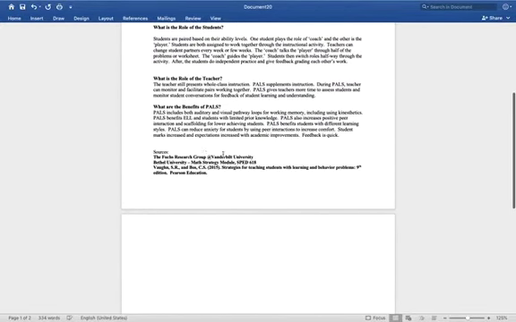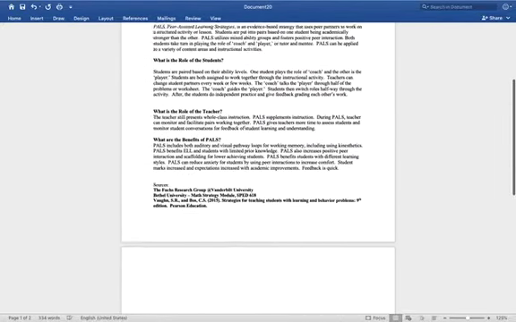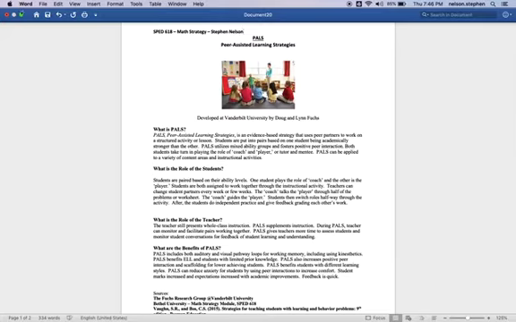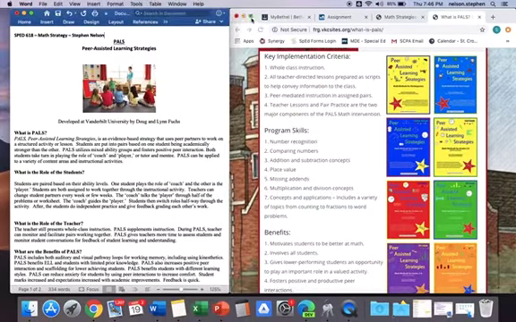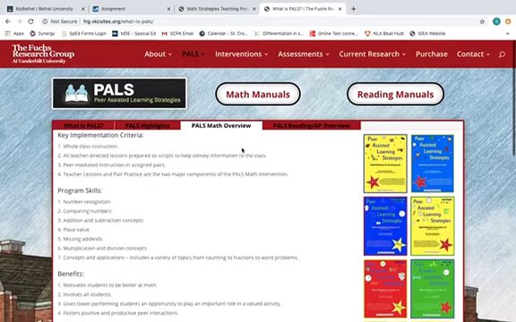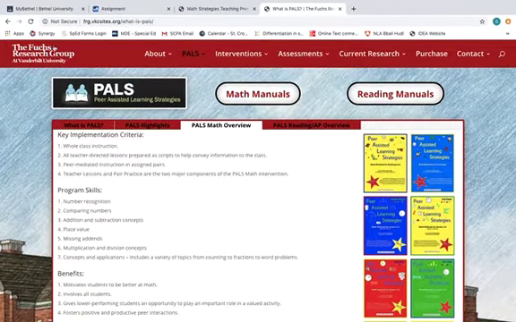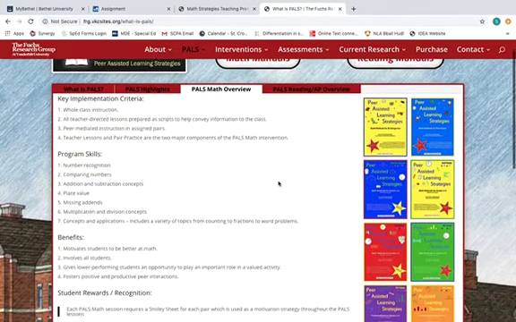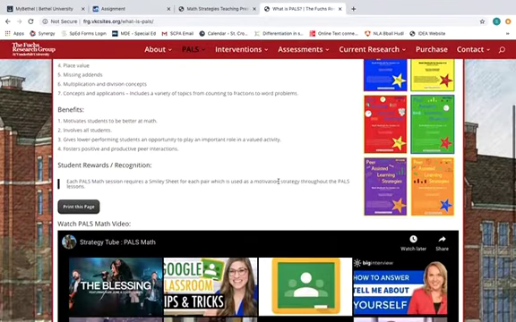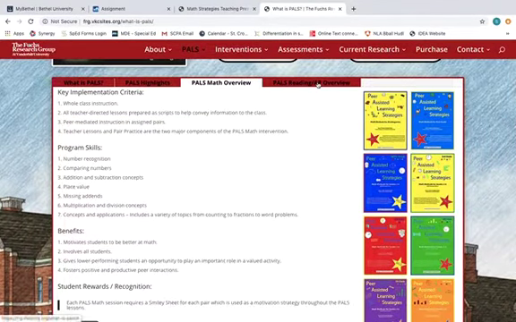Just some sources here. This was developed by the Fuchs Research Group at Vanderbilt University. This was also highlighted in our module. Here's a screenshot of PALS. This is the website, again, the Fuchs Research Group. They have specific manuals that help you deliver the specific lessons. If you want to learn more, here's the website, or you can search PALS, Fuchs Research Group, Vanderbilt University, and they have plenty of sources here.